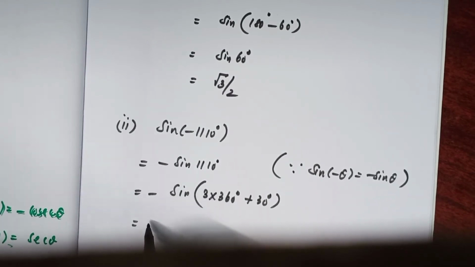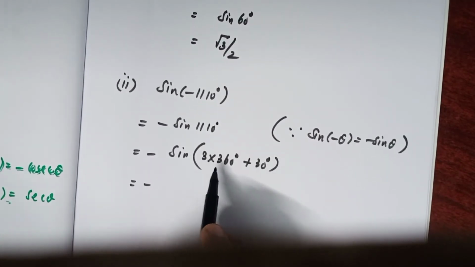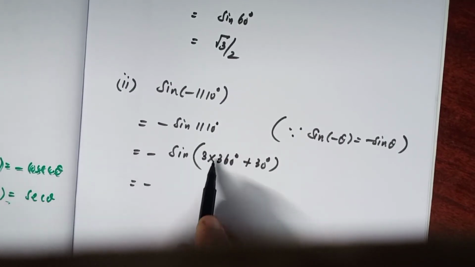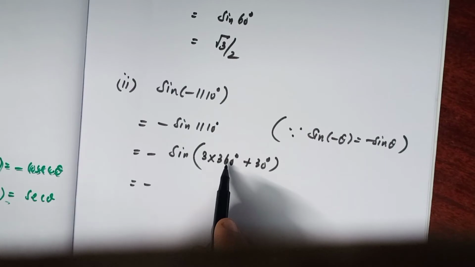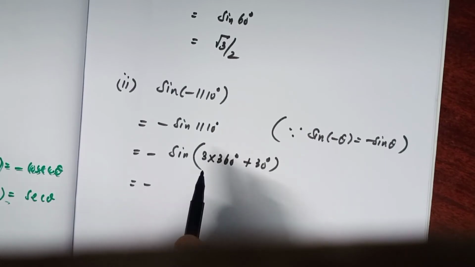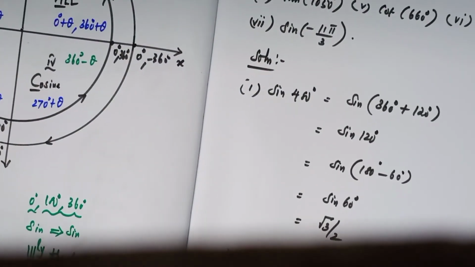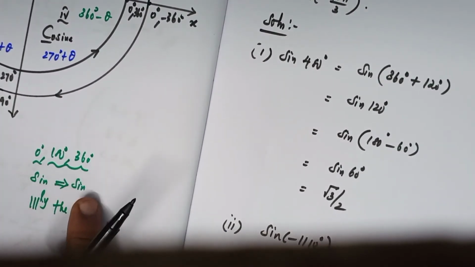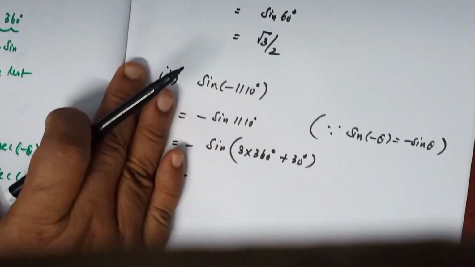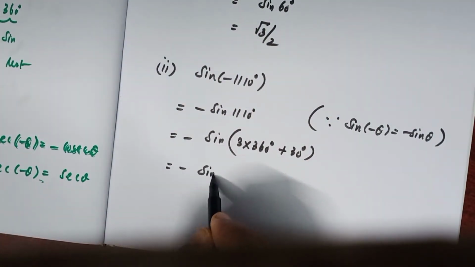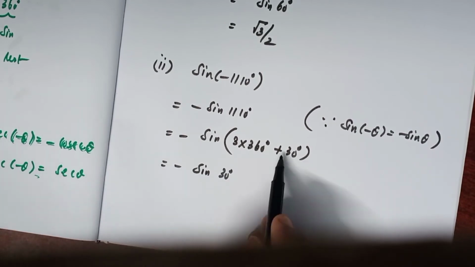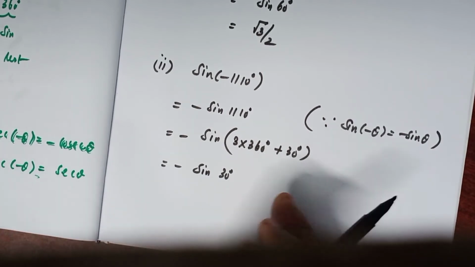That is equal to minus, write this minus first. After that, whether it is 3 times or n times, you have to consider this angle only, 360 degrees. For 360 degrees, I already told you, sine becomes sine, no change at all. For 360 degrees, 180 degrees, 0 degrees, sine is sine only, cos is cos only, no change at all. So write sine as it is. What's the angle over here? 30 degrees.